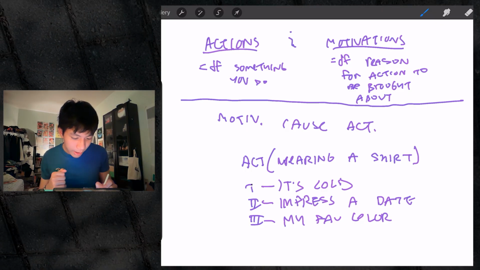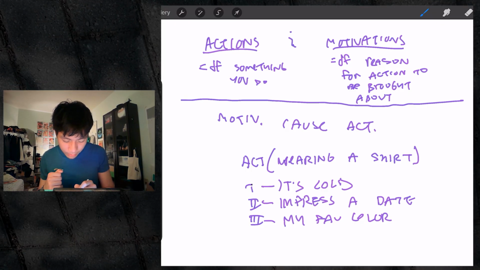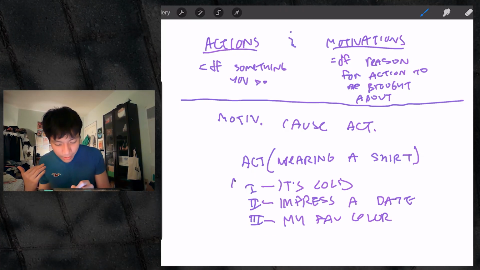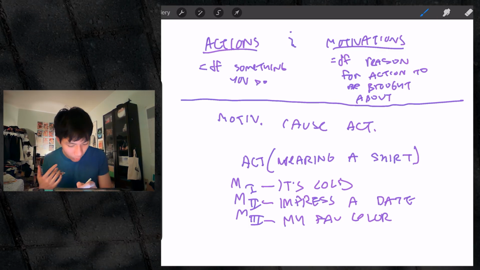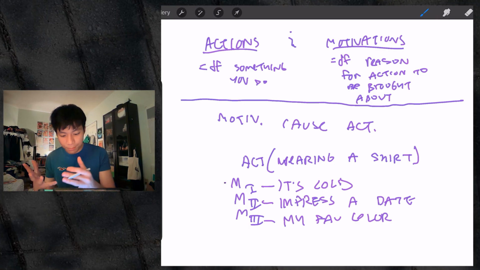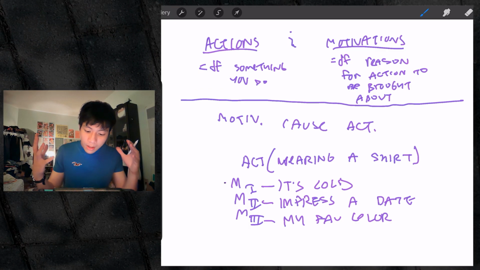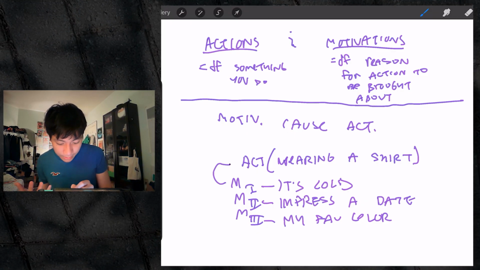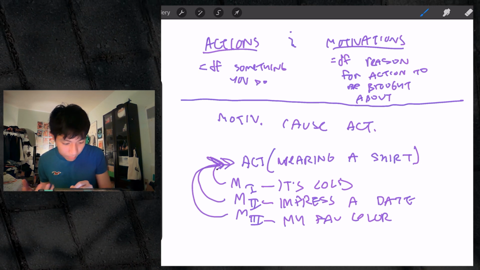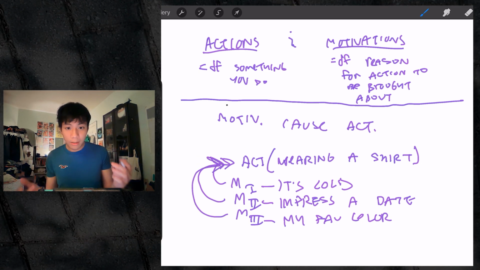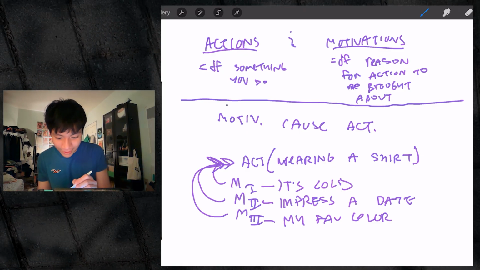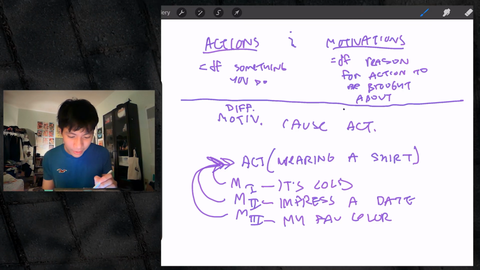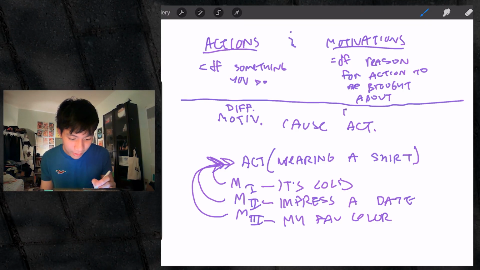So in each of these three scenarios that I have written right here, these are all separate, different motivations. I'm going to denote them as M1, M2, M3. These motivations, even though they are all very different, all conclude in the exact same action of wearing this particular shirt. And I guess that's the main conclusion here: different motivations, I apologize, different motivations cause identical actions.